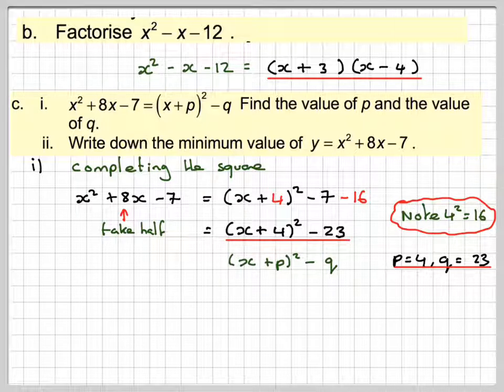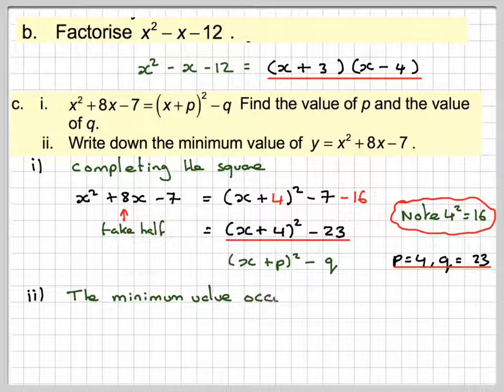Write down the maximum value of x squared plus 8x minus 7. Well, the minimum value, not the maximum value, sorry, the minimum value will occur when this bit here in this format is equal to, the lowest that this bit can ever be is 0 because you're squaring it. All other numbers, even if this in the bracket is negative, will be positive once you square it. So the minimum this can ever be is 0. That happens when x is minus 4.